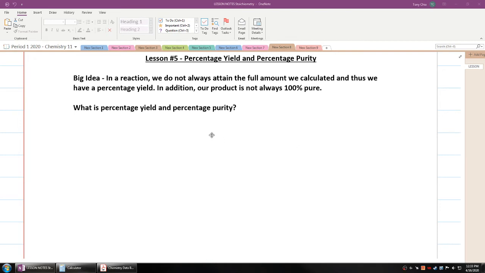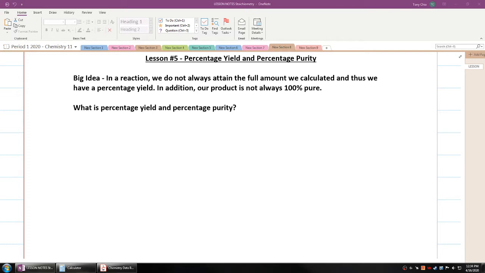Alright, in today's lesson, we're going to talk about lesson number 5, percentage yield and percentage purity. Now, percentage yield and percentage purity are very important because the big idea here is in a reaction, we do not always attain the full amount we calculated, and thus we have a percentage yield. In addition, our product's not always 100% pure, so we're also going to have to deal with what we call percentage purity. So what are percentage yield and percentage purity?